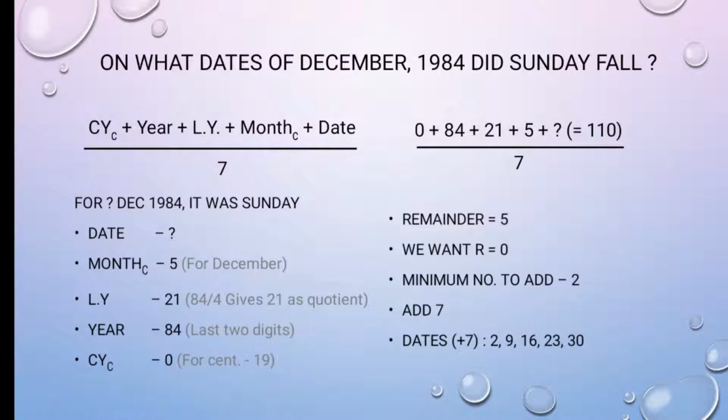So just remember how to find it. Whatever the remainder we want, you will get it by adding the required number, here 2. So this is the first date, and when you keep on adding 7, that is the number of days of the week, you will get the whole set of dates which will be Sunday for December 1984. You can practice these types of questions: add whatever you have to add so that the required remainder will be there.